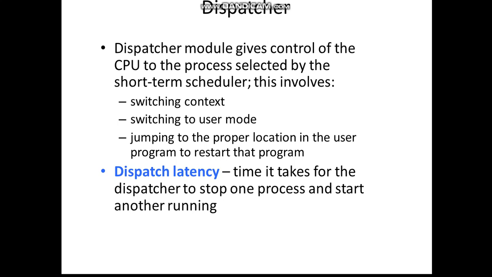We are going to look into another term here, dispatch latency, which is the amount of time taken for the dispatcher to stop one process and start another running. Again there is an overhead when it switches from one process to another, which we call context switching, and the time taken for that switching is considered the dispatch latency. That is the amount of time taken for the dispatcher module to stop one process and start another process into running state.